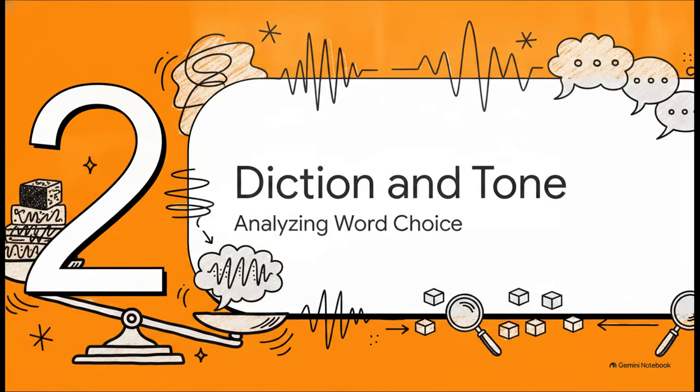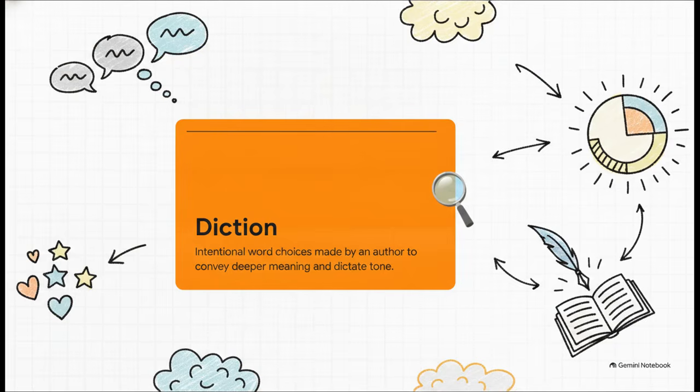Section 2. Analyzing diction and tone. This is perhaps the most crucial tool in our new kit, examining the weight of the words themselves. This is what we call diction. Diction is simply the intentional word choices or a pattern of choices that an author makes. Because let's be real, authors don't just pick words randomly because they sound nice. They pick them to convey deeper meaning and to dictate the tone or mood of the text. Words carry multiple layers of meaning way beyond just their basic dictionary definitions. They carry feelings, they carry associations, and they carry real weight.